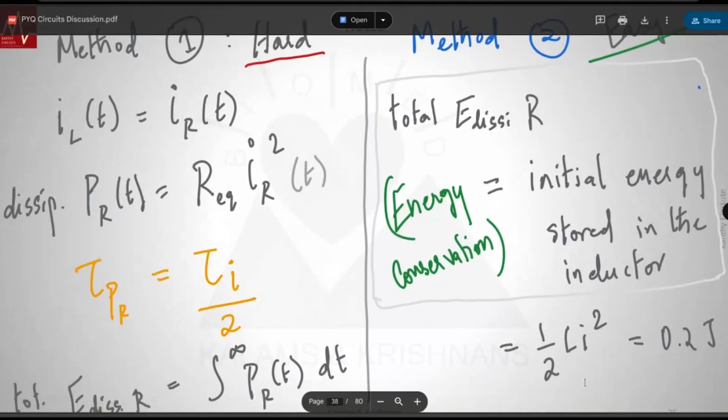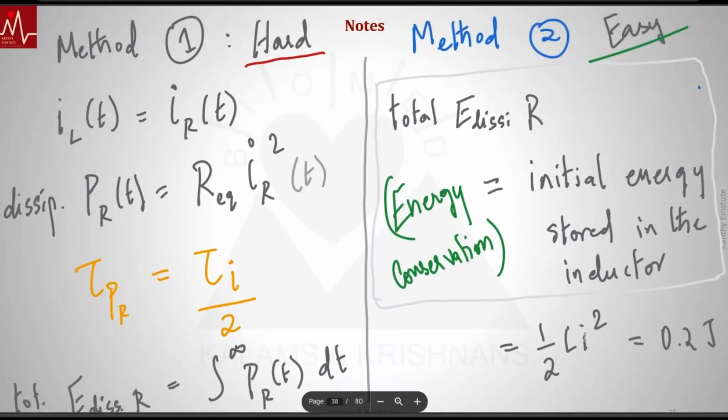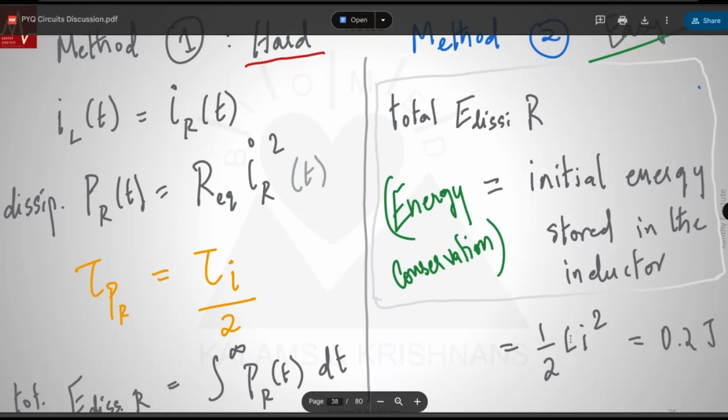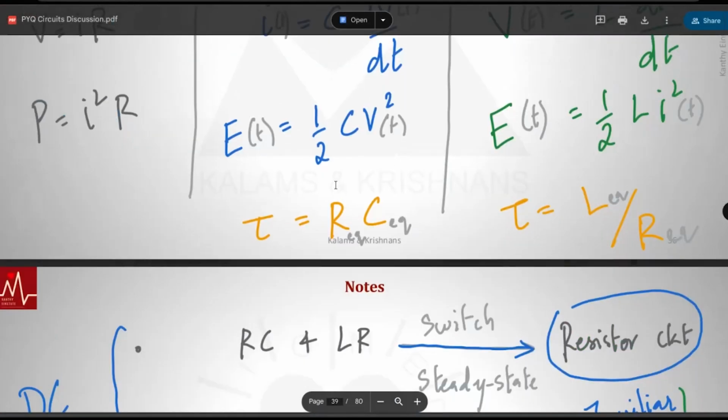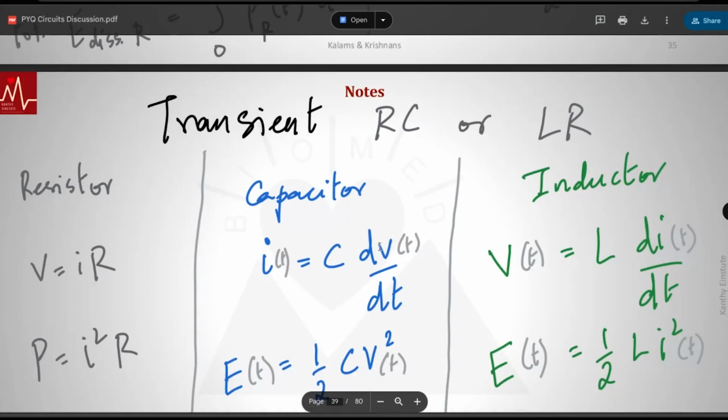Do you have questions on this solution? 0.2 joules. So this is 1 by 2 into 0.1 into 2 squared. Okay, inductance is 0.1 Henry. Now, this is a time response, a time dependent response, right?